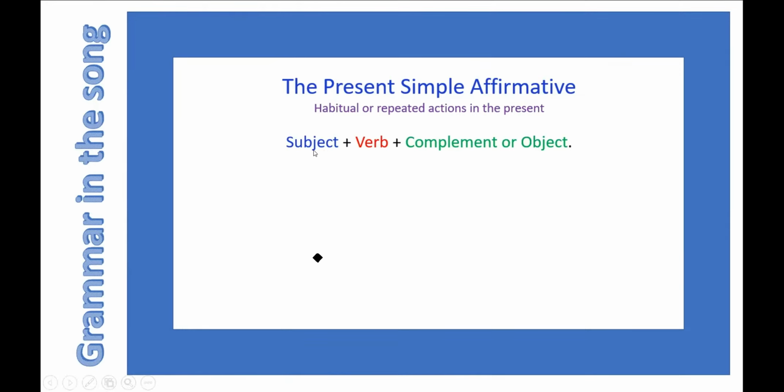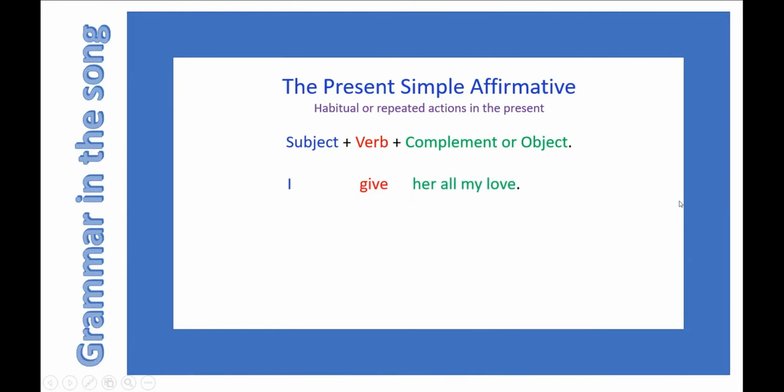First, there is a subject. It is the person, animal, thing, or idea that executes the action of the sentence. The verb is the word that represents that action. And the complement or object is the person, animal, thing, or idea again that receives the action expressed by the verb. Let's see some examples of this in the song.